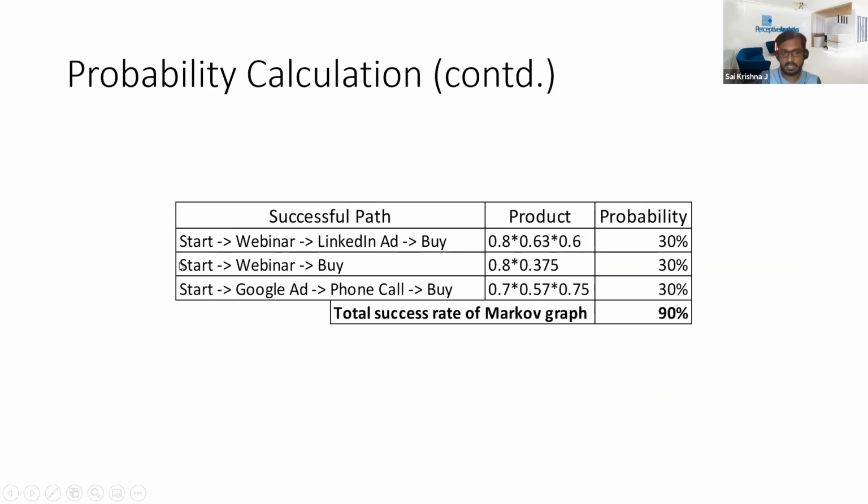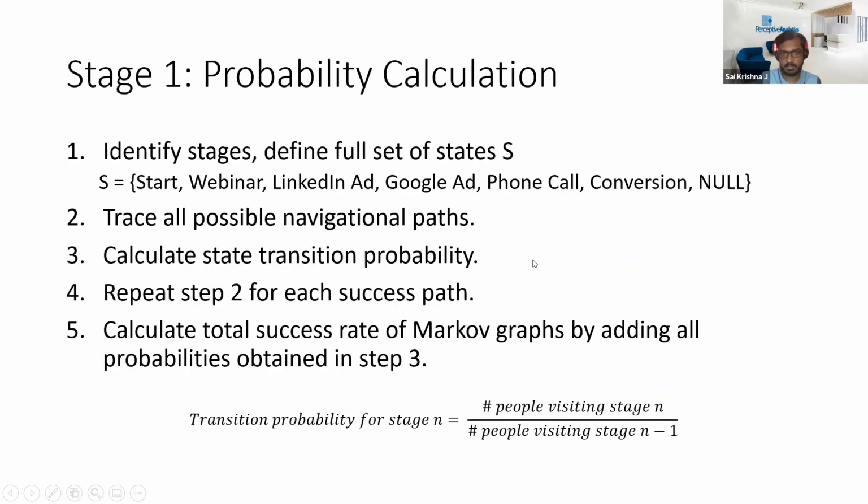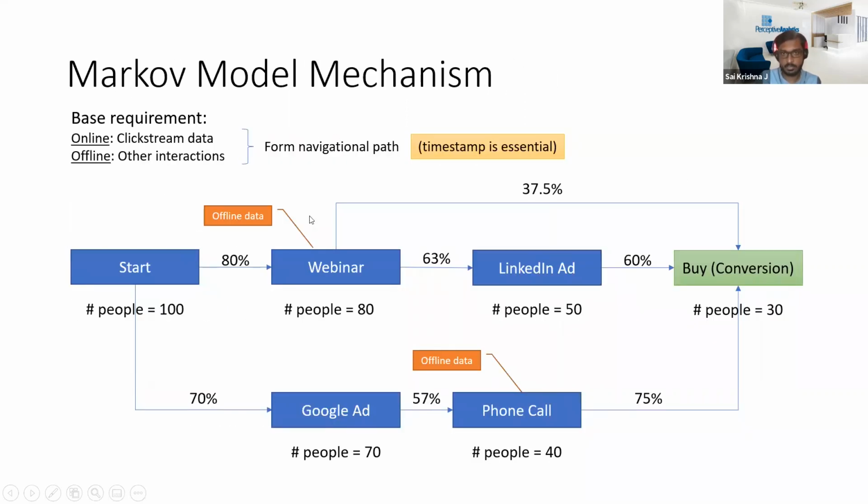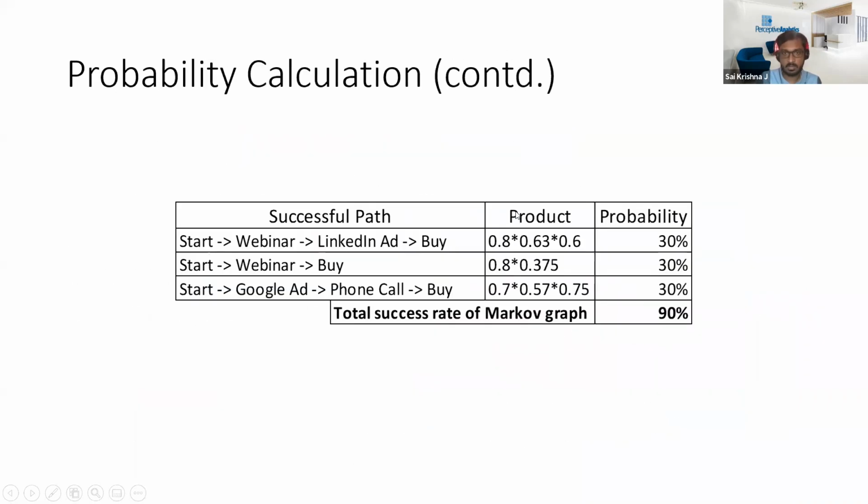The other success path is start, webinar and purchase, which is 0.8 into 0.375. That again gives you a 30% probability. Like this you calculate for the other success path as well. This also gives you 30%. So finally you sum these three values and then you say the total success rate of the Markov graph is 90%.